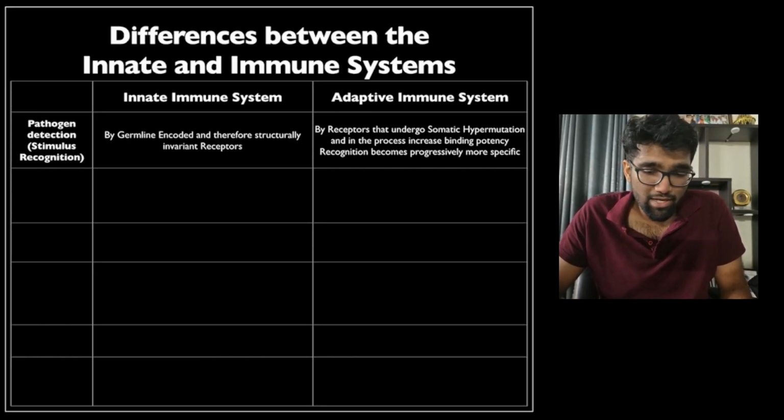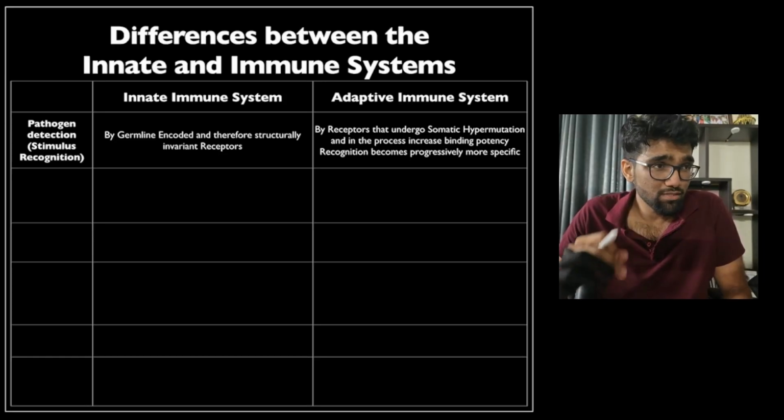Whereas the adaptive immune system detects the pathogen using receptors that undergo a process known as somatic hypermutation. Somatic implies that it is not happening in germ cells before the zygote is formed during development. It is occurring later. And hypermutation means it is occurring at a rate much higher than the normal mutation rates that occur in cells. We'll get into the details of this in subsequent videos in this series.